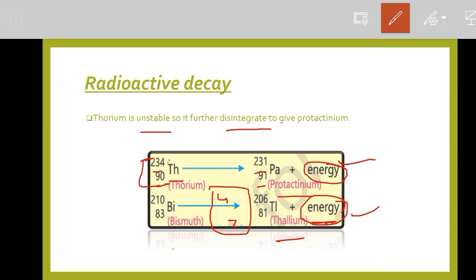This is our today's lecture, in which we studied radioactive isotopes, how they decompose, and the chemistry behind radioactive isotopes and radioactive decay.